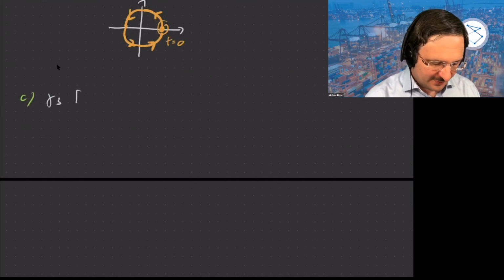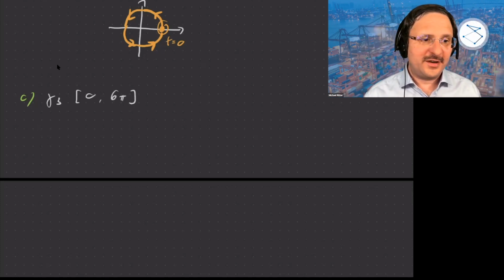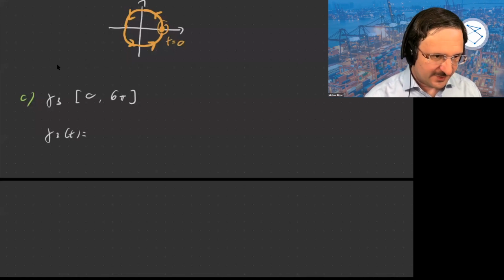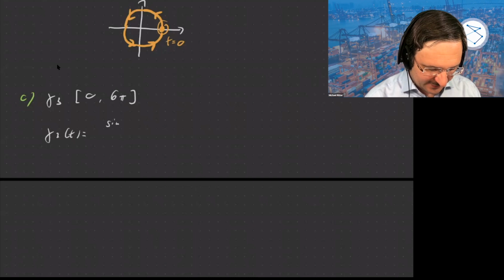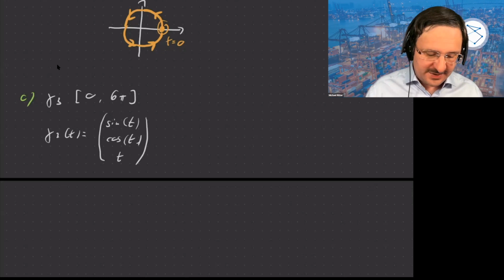So gamma 3, keep that one short. That has a parameter space from 0 to 6 pi. And gamma 3 of t is defined as sine t, cosine t, and t. Now that is a 3-dimensional curve, a curve in 3D space.